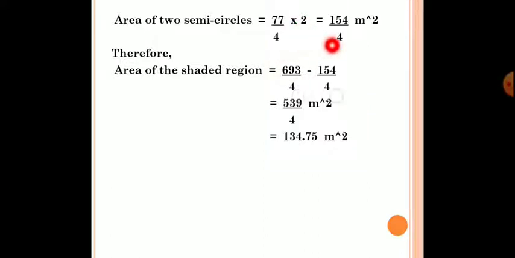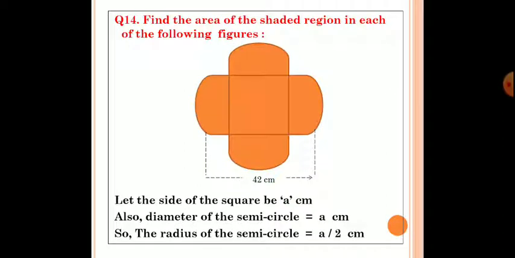We are keeping the denominator as 4, so we are not cancelling this, instead we are multiplying. So 77 multiplied by 2 is 154 divided by 4 meters square. Therefore, the area of the shaded region equals the area of the larger semicircle, that is 693 divided by 4, minus the area of two semicircles, that is 154 by 4, which is 539 by 4 meter square. On dividing, we'll get the answer as 134.75 meter square.